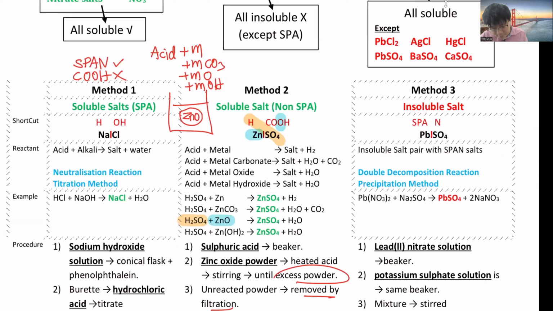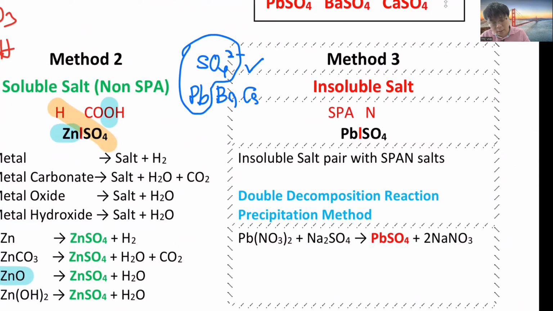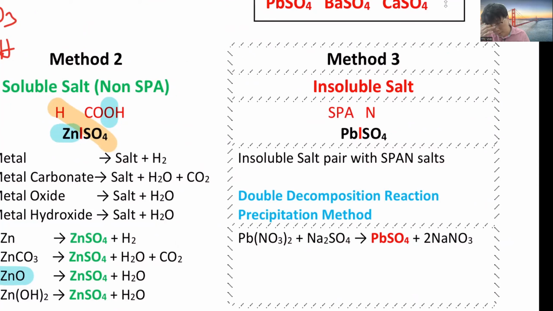Okay, for the third method, this is how it works. Because PbSO4 is not soluble. As I told you just now, SO4 is all soluble except Pb. So PbSO4 is not soluble in water. So if not soluble in water, then for insoluble we use soluble. So this is an insoluble salt. We use soluble salt to prepare.